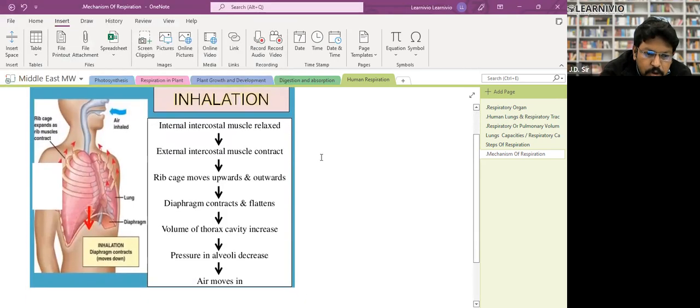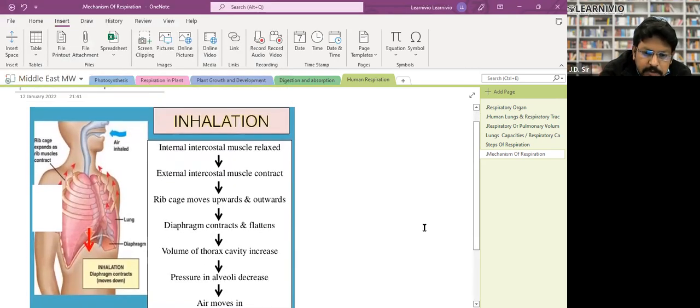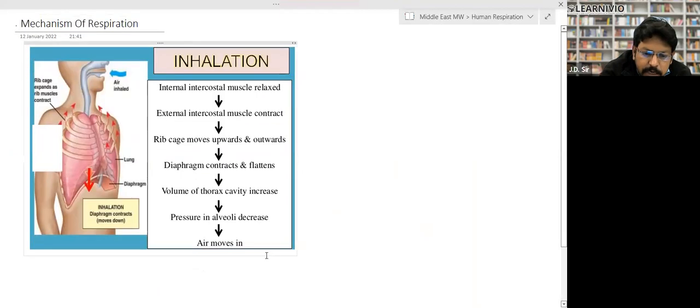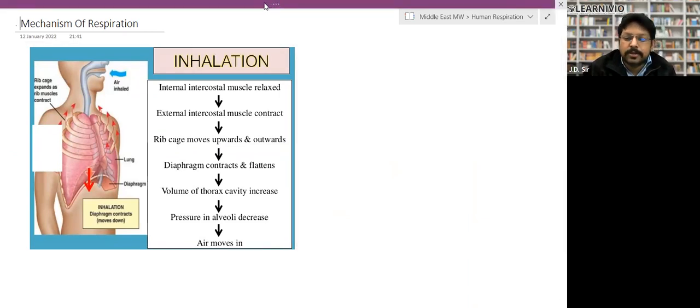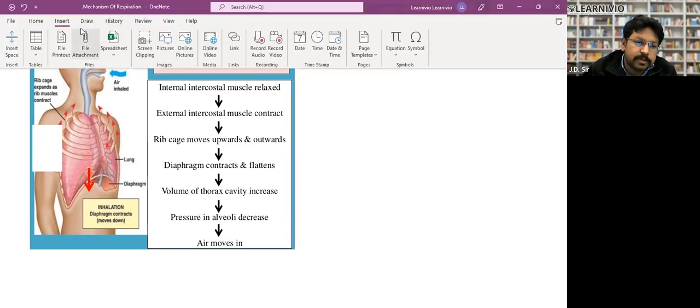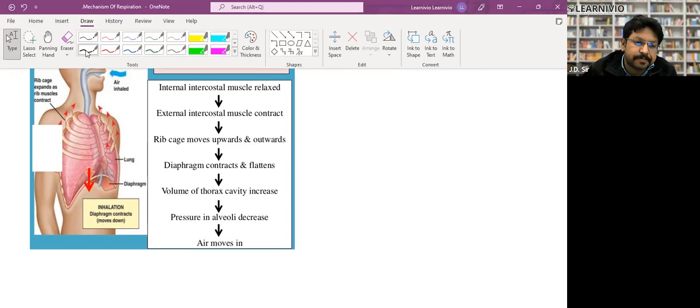So in the mechanism of inspiration, first I'll try to make you understand how it takes place. Look. First, try to know what the intercostal muscles are. What are internal intercostal muscles? What are external intercostal muscles? First, I will tell you what these muscles are.